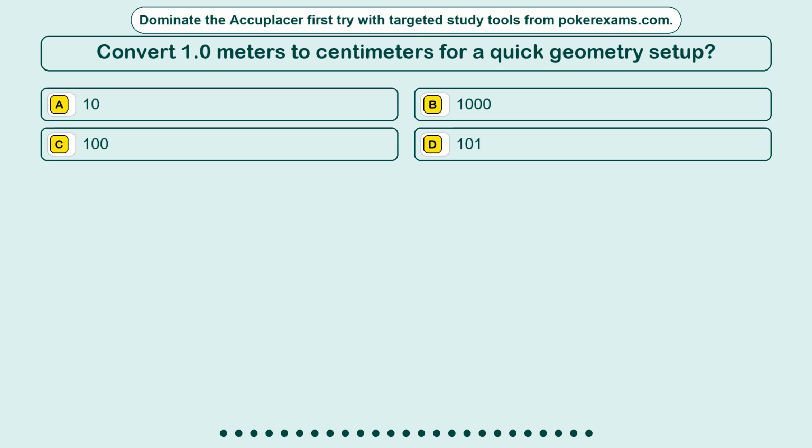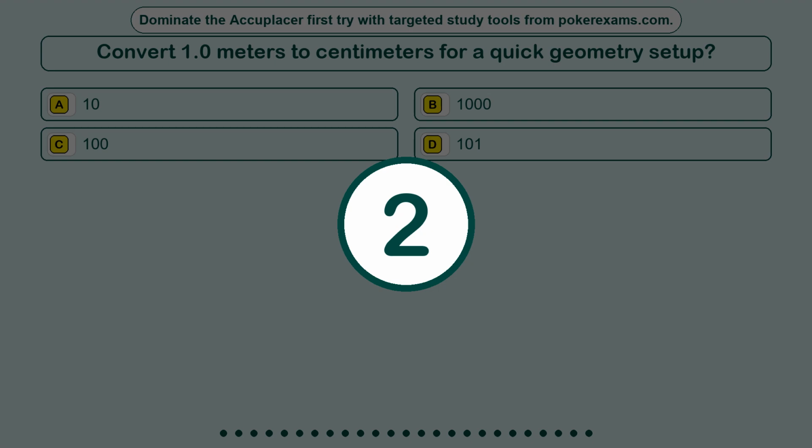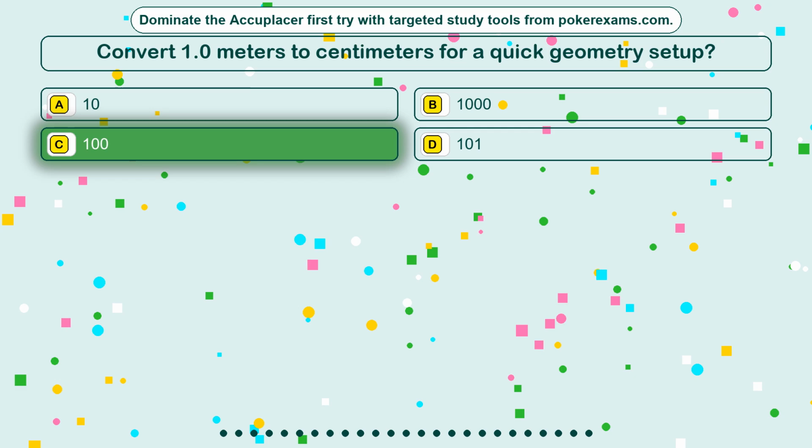Question 6. Convert 1.0 meters to centimeters for a quick geometry setup. Option A, 10. Option B, 1000. Option C, 100. Option D, 101. The correct answer is option C, 100.